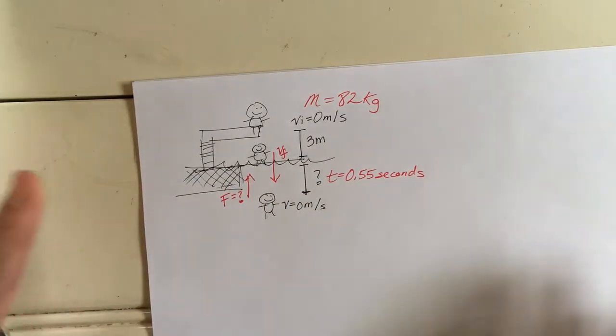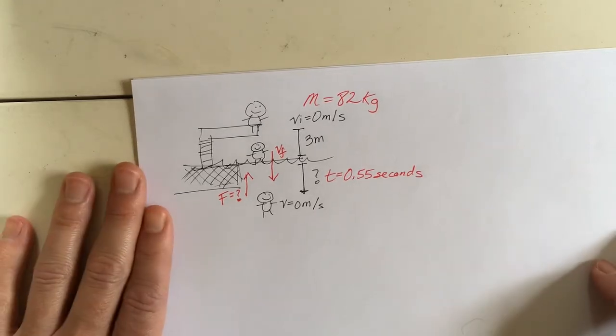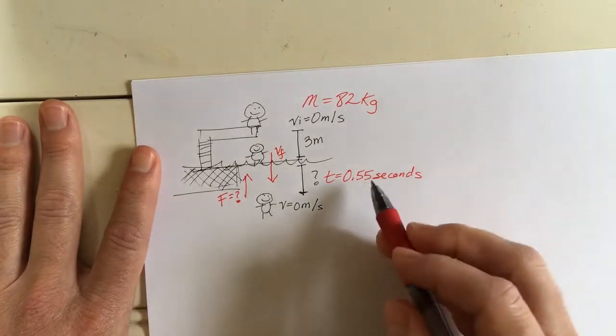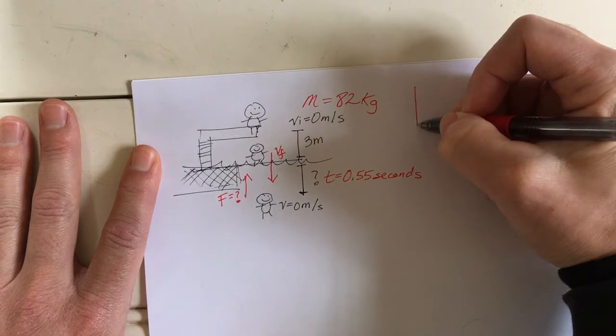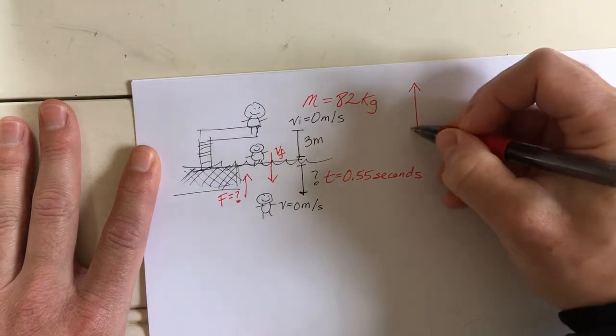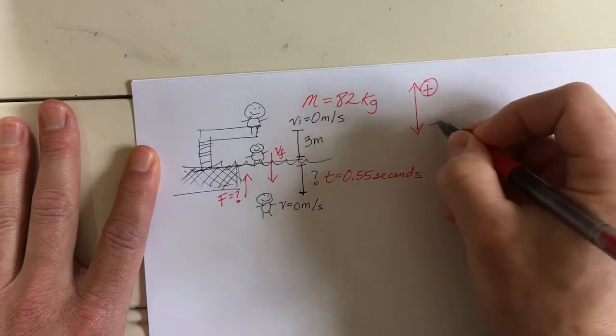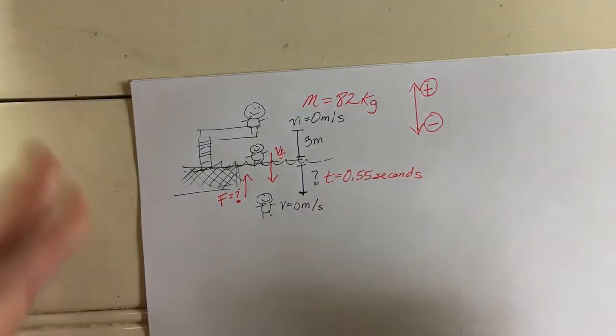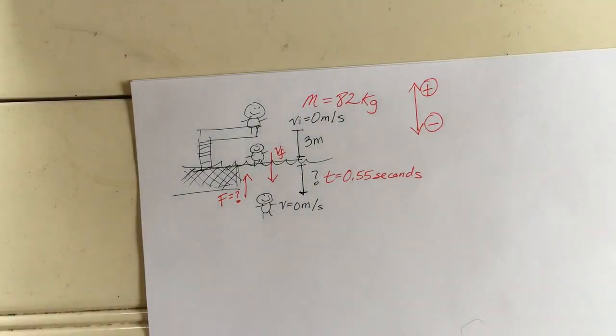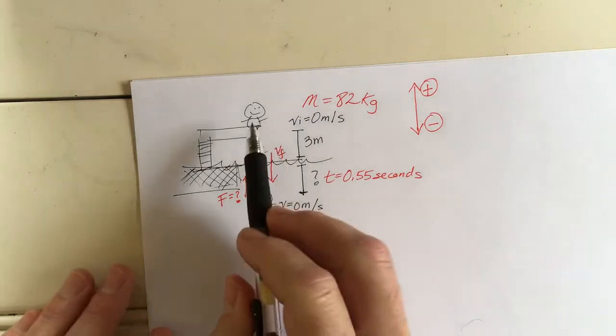And so here signs are going to be important. So we have to call directions, we have to give them positive or negative signs. So let's go ahead and call, I guess, up positive and down negative. That's arbitrary. You could have picked the opposite and would have been fine. All right, so let's deal with this first part here.